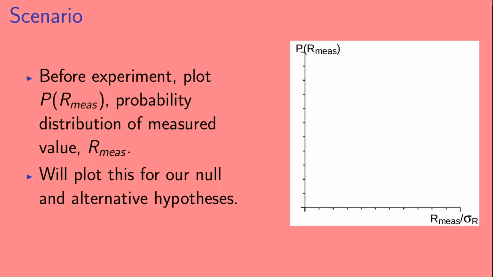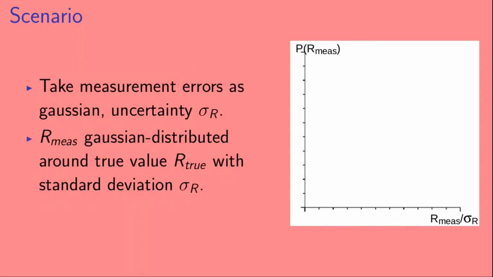Now, before we do the experiment, let's plot a quantity that we're going to call P of R measured. This is the probability distribution of the measured value R measured that we will get out of the experiment. We're going to plot this for our null and alternative hypotheses. Now we're going to take the measurement errors as Gaussian with an uncertainty that we're going to call sigma R. R measured will be Gaussian distributed around the true value of R true, with a standard deviation of sigma R.